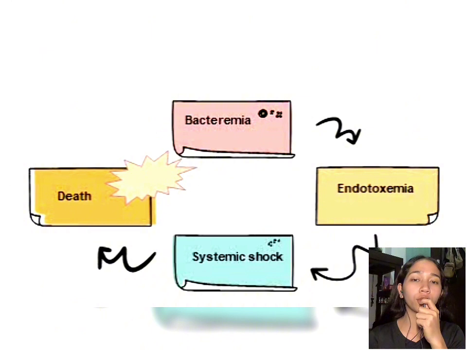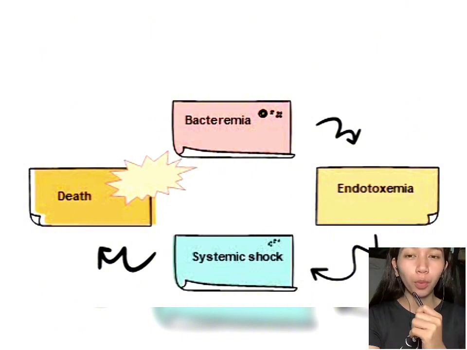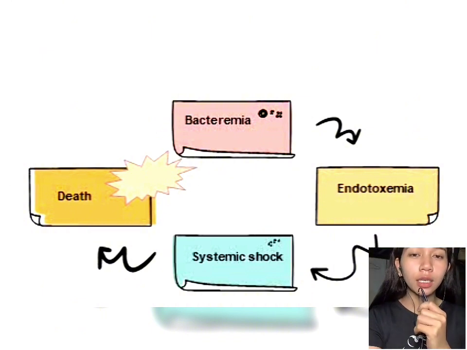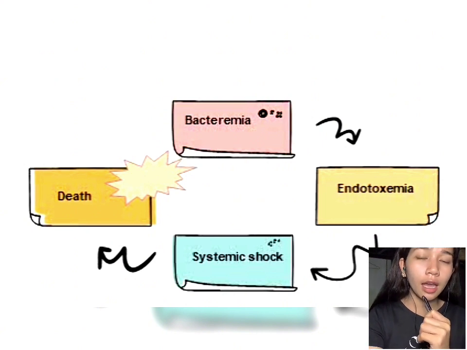So, sumasama sila sa systemic circulation ng blood. Sunod dito ay endotoxemia. In this process, blood and protein leak into the intestinal tract and cause severe foul-smelling bloody diarrhea. So as a result, the animal becomes anemic and may suffer from protein loss. This will end up with shock and death.